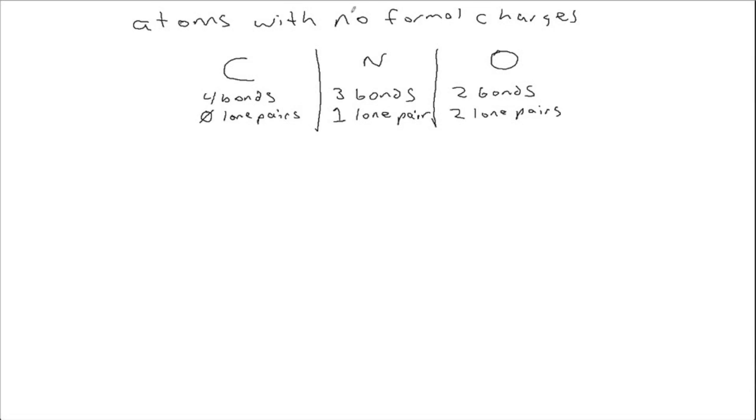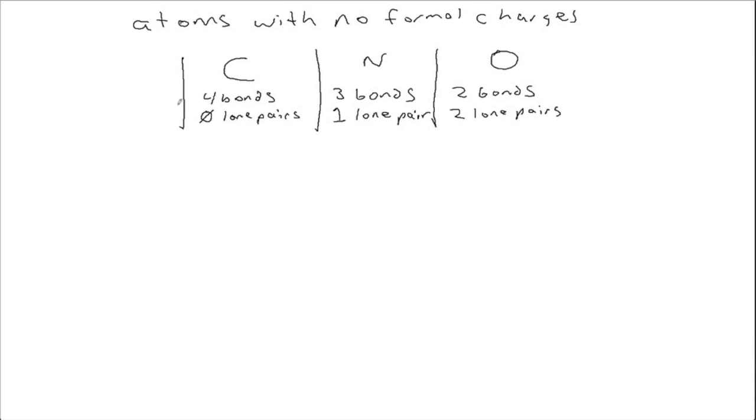Notice that all of these, when they're neutral, have complete octets because there are 2 electrons in each bond. So here there's 8 electrons. Here there's 6 electrons in the bonds and 1 lone pair, which is 8. And here there's 4 electrons in the bonds and 2 lone pairs, which is also 8.